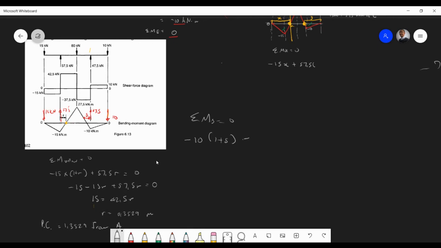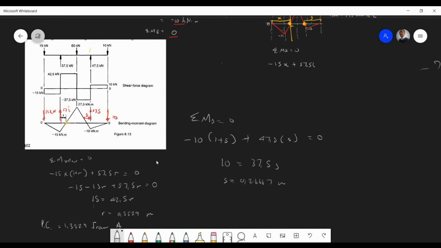That's negative, plus a positive moment of 47.5 times S, equals 0. You should get 10, and then we're going to have 37.5 S, correct. Then we just divide 10 by 37.5, and we should get S will be 0.2667 meters. And then we're just referencing from D.